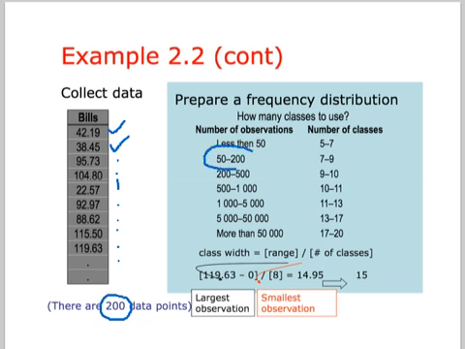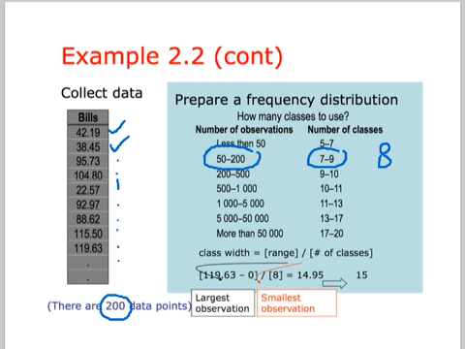Okay. So today we have 200 observations. You can either use 7, 8, or 9. So I've chosen to use 8 classes. Right? The next thing that you have to work out is what should be the width of my class. Okay? There's a formula here. Class width is range divided by number of classes.